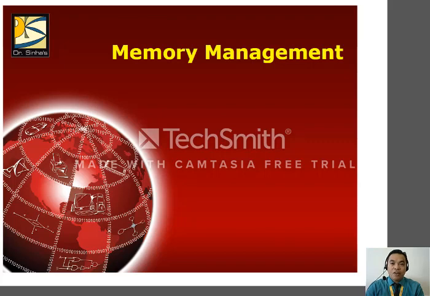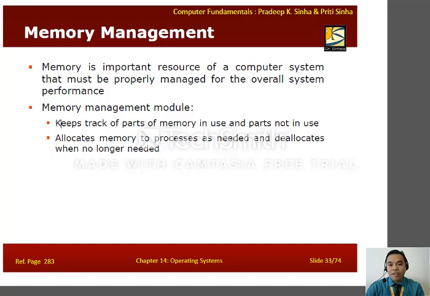Another function of the operating system is memory management. Memory is an important resource of a computer system that must be properly managed for overall system performance. In the operating system, we keep track of parts of memory that are in use and not in use. The operating system will also allocate memory to processes as needed and deallocate it when no longer needed.